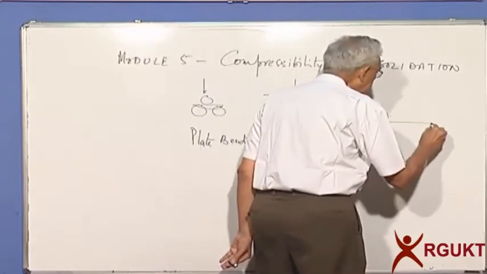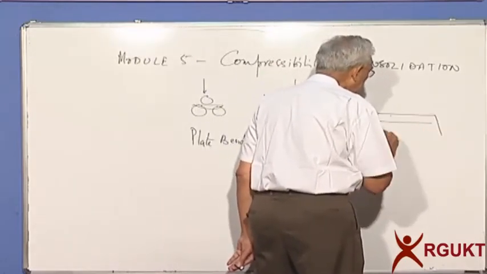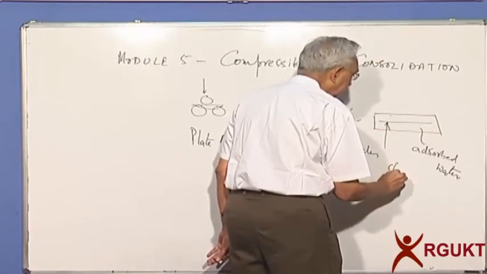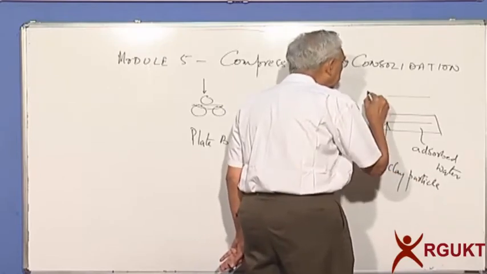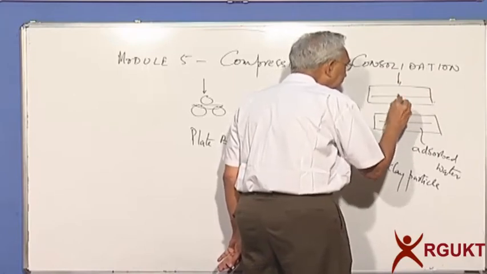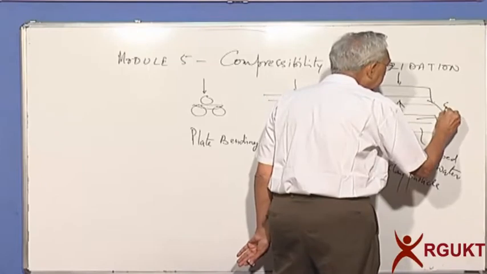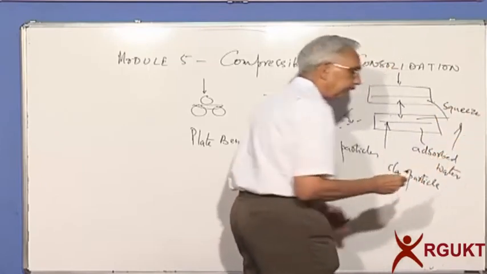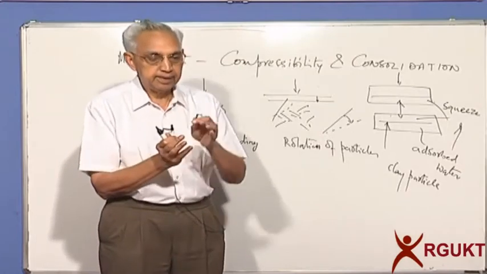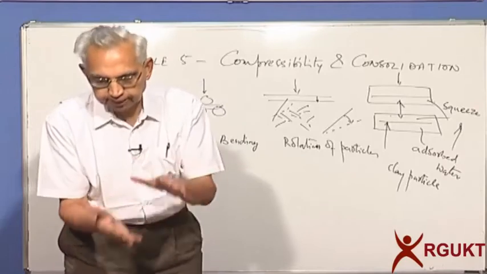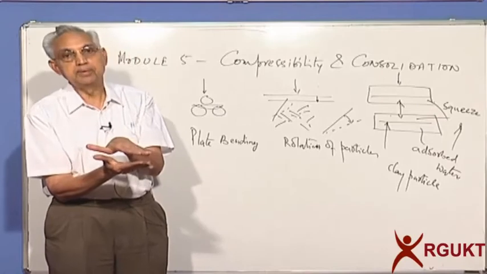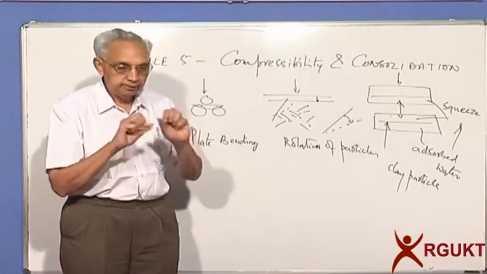We also said that a clay particle will have adsorbed water. This is the clay particle. If I have another clay particle here and you apply the load, they try to come closer to each other. They may squeeze out the adsorbed water. So when the water molecules attached to the clay particle are squeezed out, again the particles will come closer to each other. Initially they are at a distance of, let's say, 100 angstrom. They may come down to 80 angstrom. That will lead to deformation.